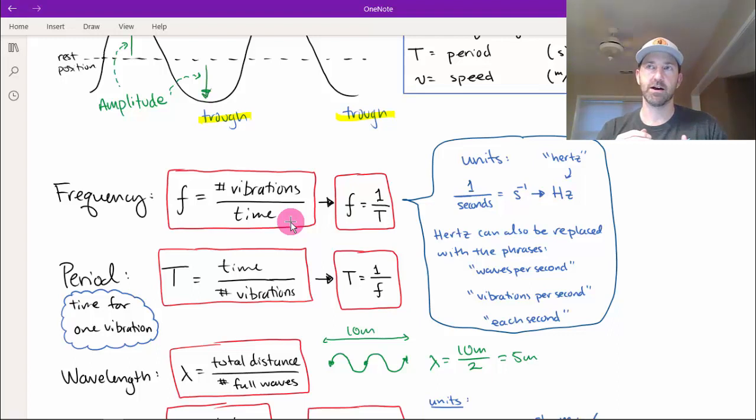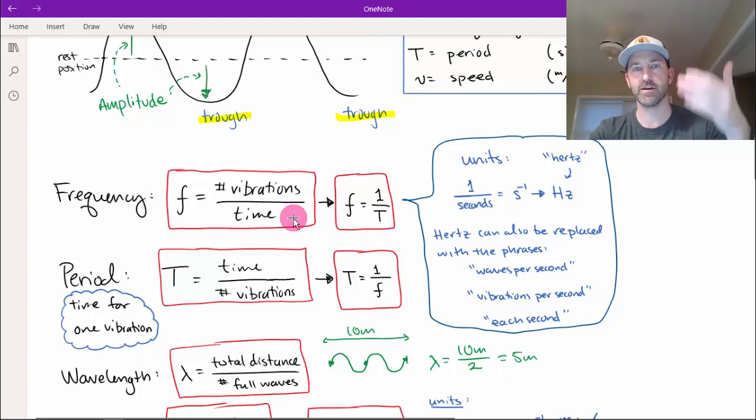It's also, if that number of vibrations is 1, there's only one vibration there, then the time that it takes for that one vibration to happen is by definition the period. So we can say that the frequency is 1 over the period as well.